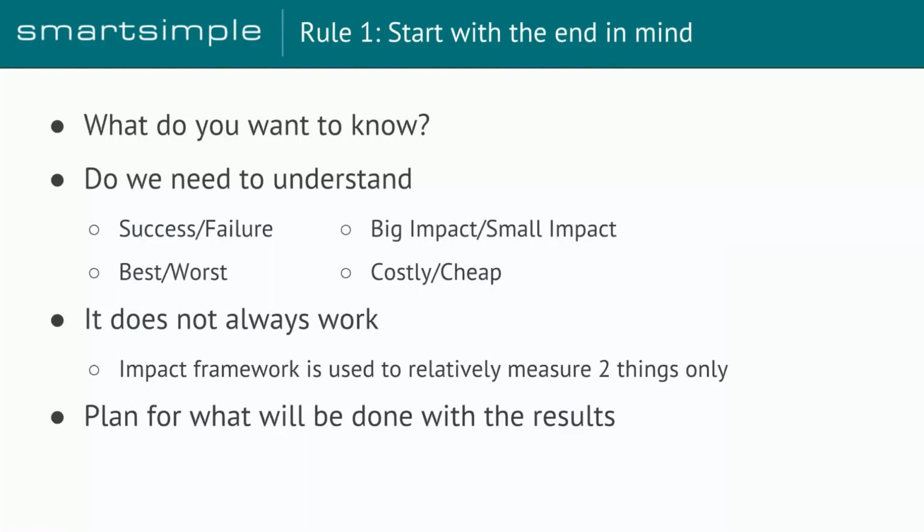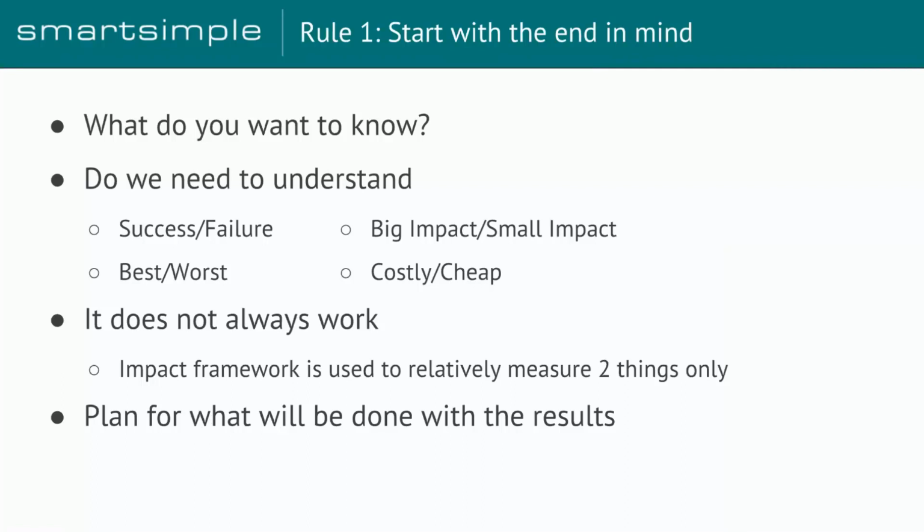Do we need to understand success versus failure, best versus worst, costly versus cheap, big impact versus small impact? What is it? We should map this out, and we should keep on going back to look at what it is we're trying to do. Where are we trying to go with this?